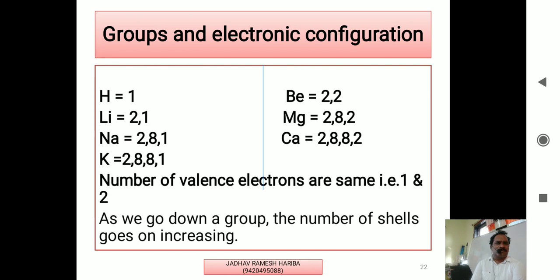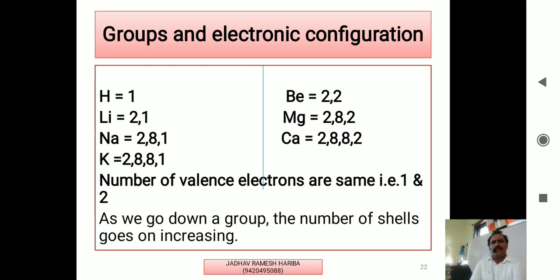In the last shell, or the last orbit, there is one electron, so it is in the first group, and the number of shells or orbits decides the period of that element. Here the electrons are distributed in 3 shells or 3 orbits, and therefore sodium is an element in the first group, in the third period.